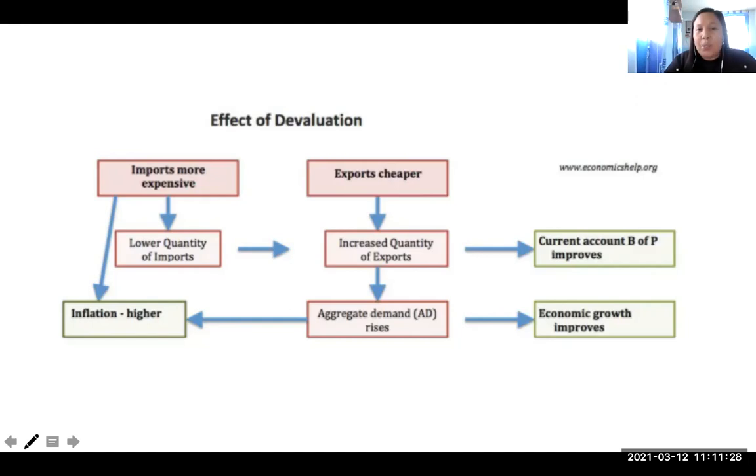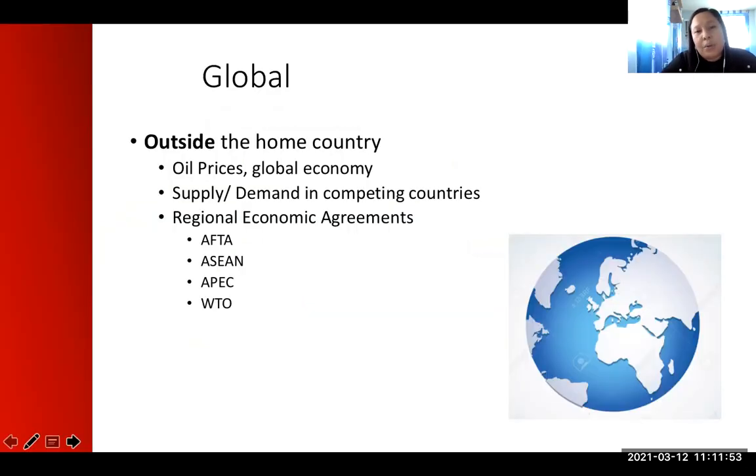Thus, lower quantity of imports. Let's move here. Increase in quantity of exports also what? It improves our current balance of payments. So you can just search about it, okay? If you want to learn more about the pros and cons of the devaluation of currency from the business or economic perspective, okay? So moving on to the global, outside the home country.